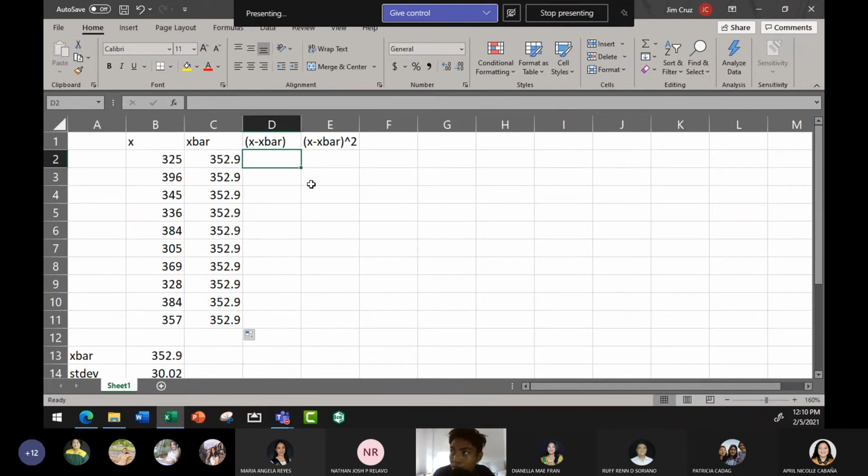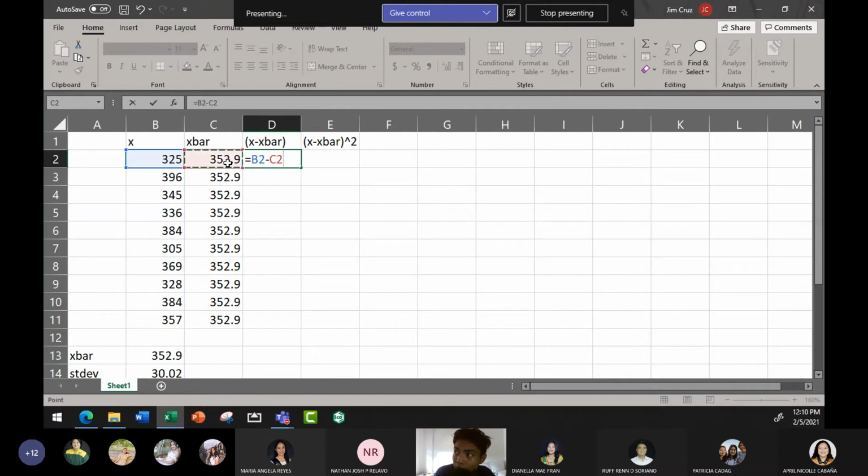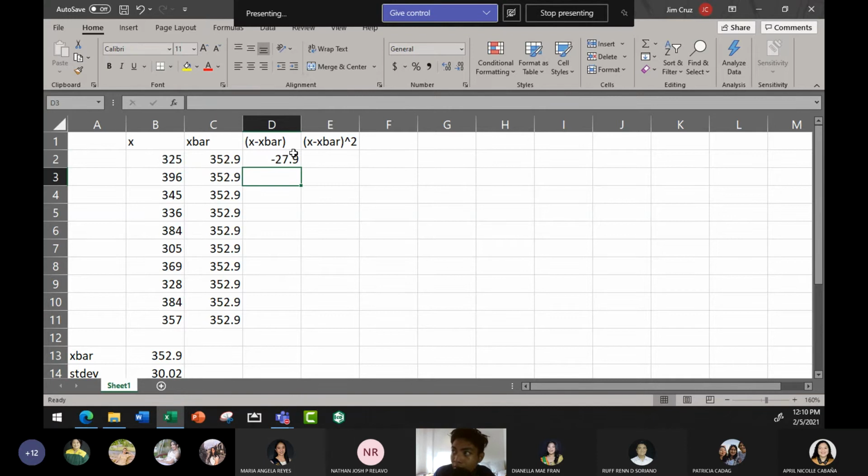Next one, we have the x minus x bar. So, that's equal sign. Select the cell for your x, and select the cell for your x bar. Okay? And then, enter. Diba? Yan din yung sinolve natin. And then, if you want the equation to be carried over to the other cells here below, you can double click this part of the cell, kapag naging thin na yung cursor mo. Double click mo lang yan, the equation will be carried down. So, ayan.